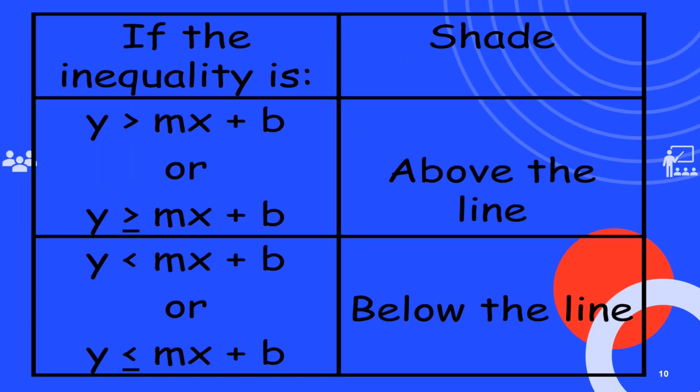Next, if the inequality is y is greater than mx plus b, or y is greater than or equal to mx plus b, the shade is above the line. Okay, remember this. If y is less than mx plus b, or y is less than or equal to mx plus b, the shade is below the line. Okay, please don't forget.